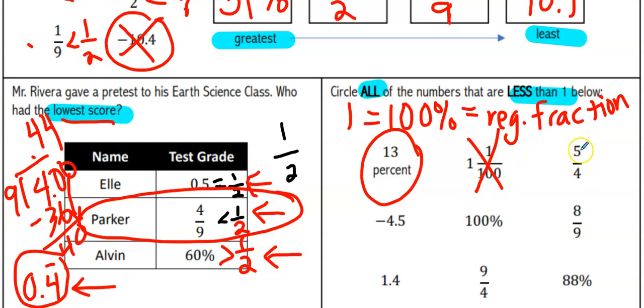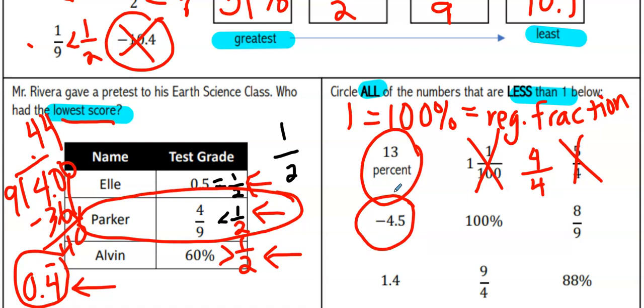5/4 is an improper fraction. 4/4 is equal to 1, right? And this is greater than 1, so that can't be it. Negative 4.5. Well, at first you might think 4.5 is bigger than 1. However, this is going to be less because all negatives are less than all positives.